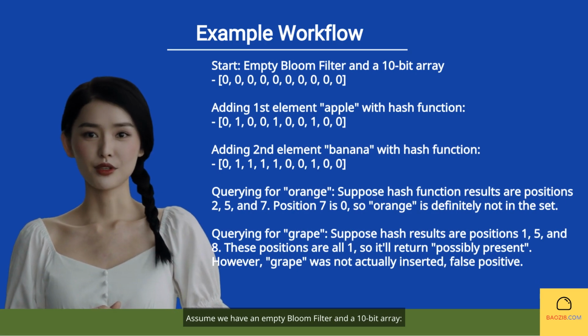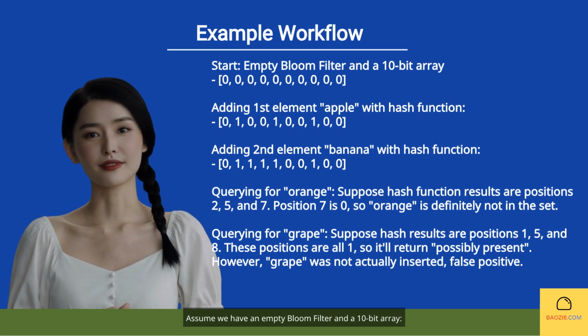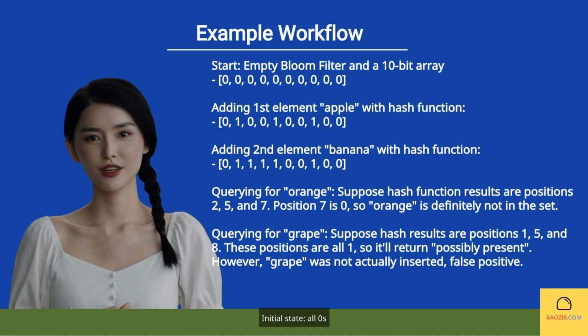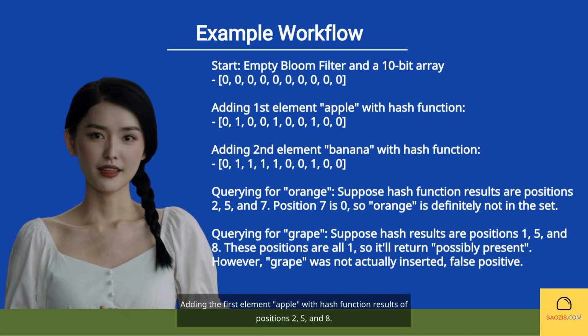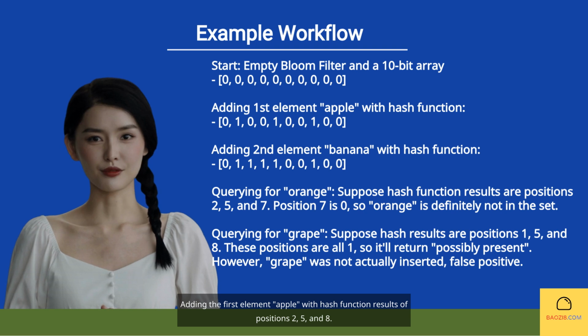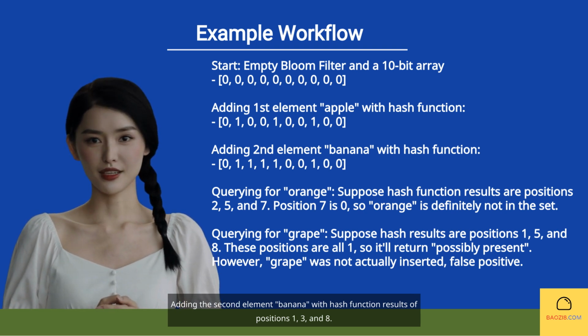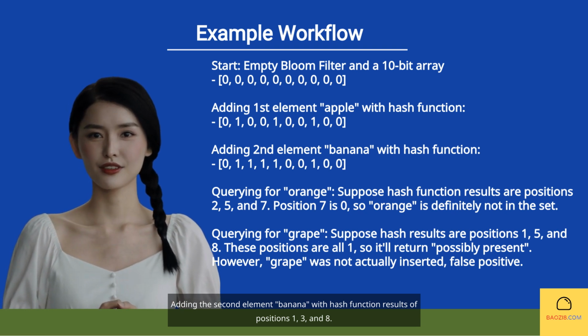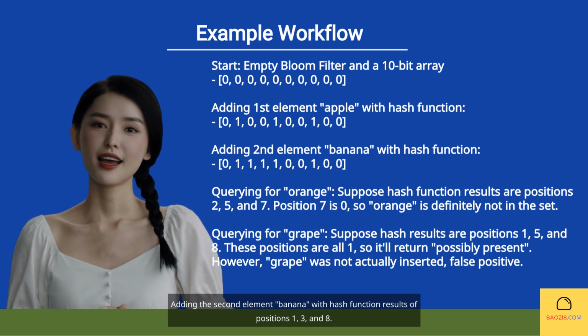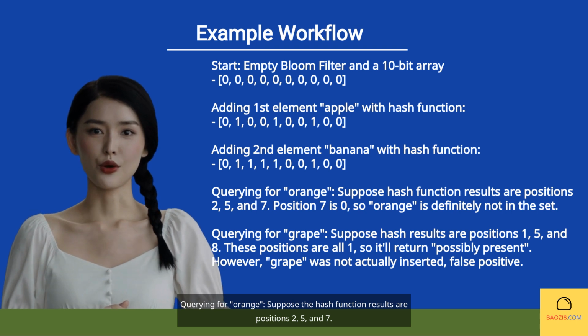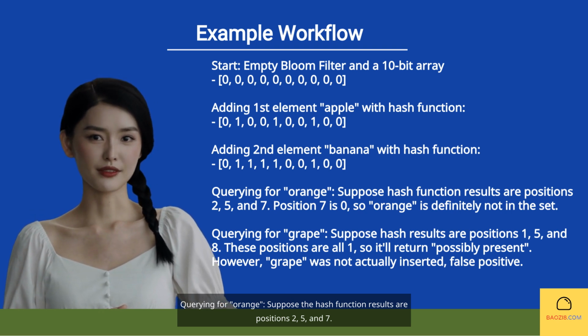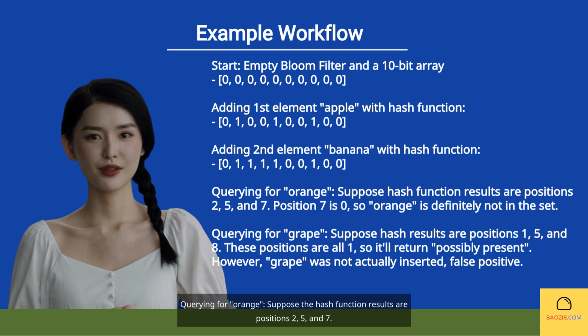Assume we have an empty Bloom filter and a 10-bit array. Initial state, all zeros. Adding the first element, apple, with hash function results of positions 2, 5, and 8. Adding the second element, banana, with hash function results of positions 1, 3, and 8. Querying for orange, suppose the hash function results are positions 2, 5, and 7.